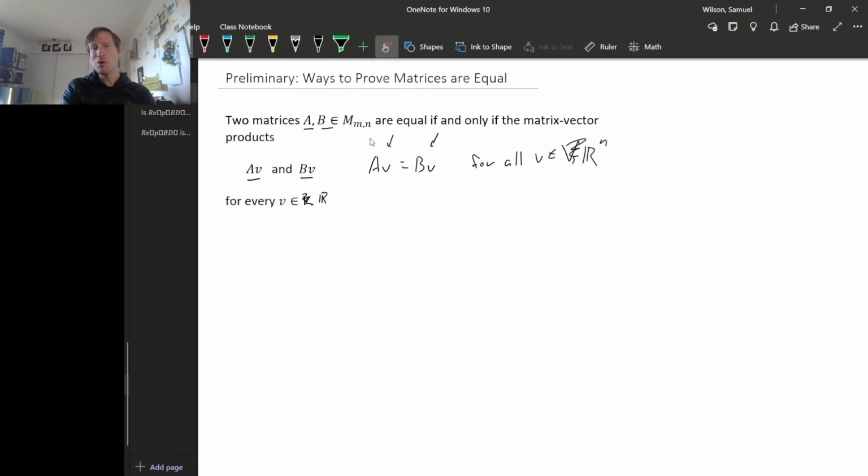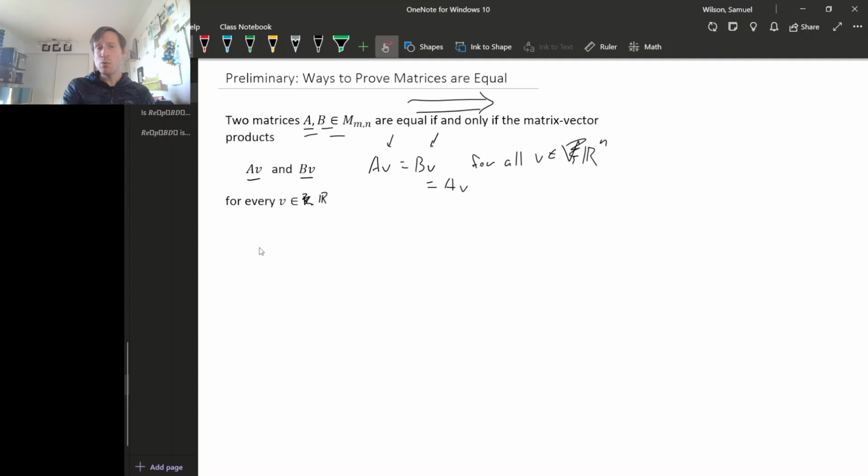All right, so on the one hand, one of these is obvious. This direction is obvious because if you have equal matrices, then of course these matrix vector products are the same, because this side is literally A times v because B is equal to A. So this direction is obvious. It's the other direction that's tricky.